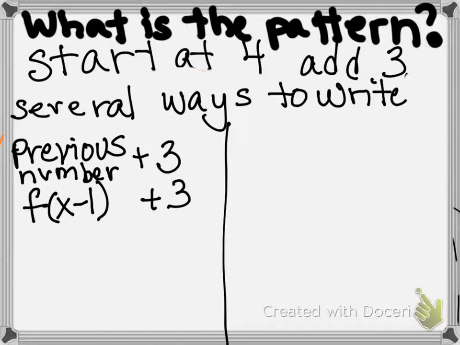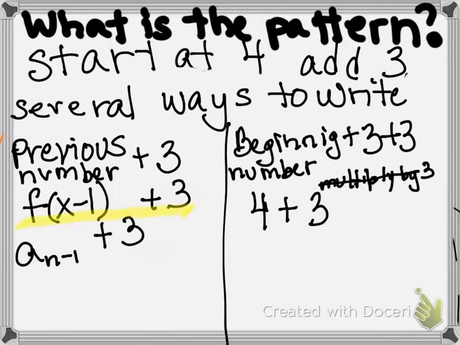But mathematicians don't like to say previous number. That's too many words. They're lazy. They want just a little notation that they can use in an equation. And so instead of previous number, they use f(x - 1), and that just means previous number. And then they say plus 3. They could also write this with an A. Sometimes you see it with an A in the little tiny footnote, and it's a word. It looks messy, but it's just a word that says previous number plus 3.